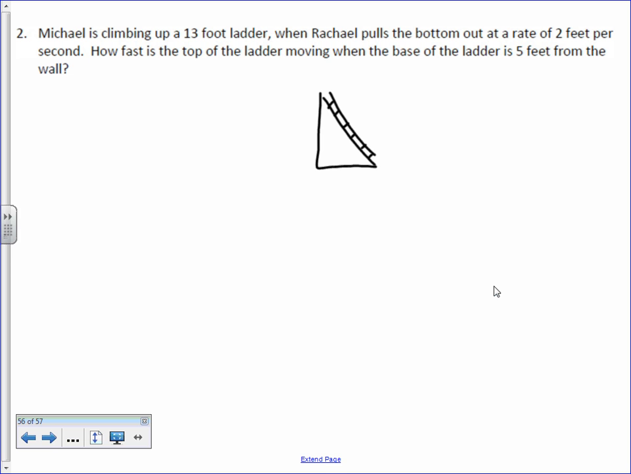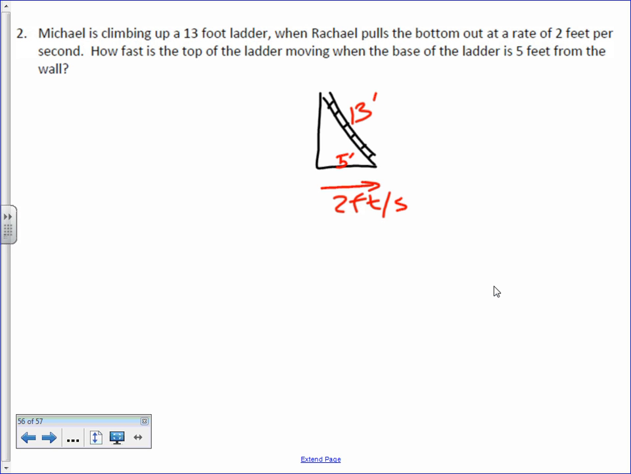starting to form. So Michael's climbing up this ladder, and we want to label in our pictures things that we know. This right here, 13 feet long. What is happening? This here is going this way at 2 feet per second. What else? Well, that's about all that we know. Oh, no. How fast is the top of the ladder moving when the base is 5 feet away from the wall? So we know that we want this to be 5 feet away from the wall.